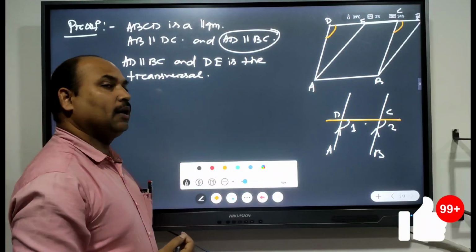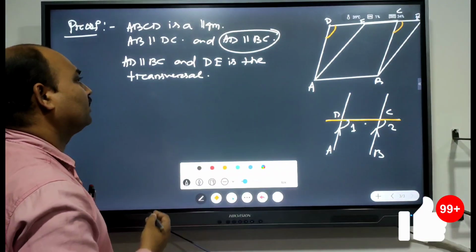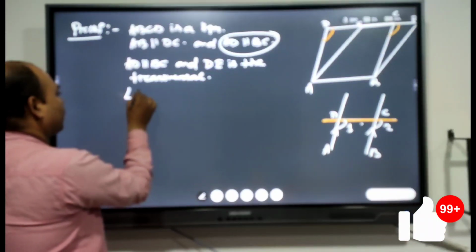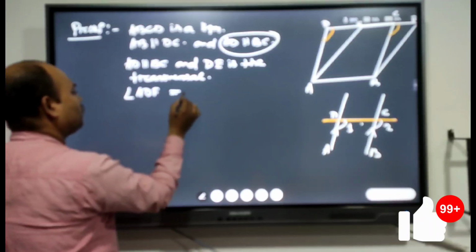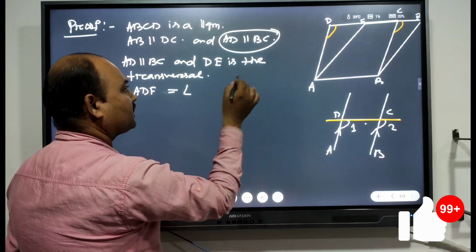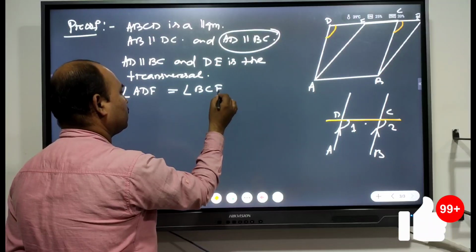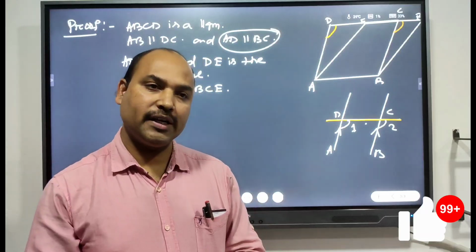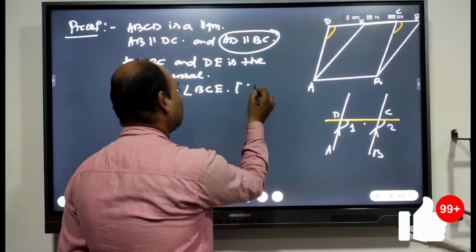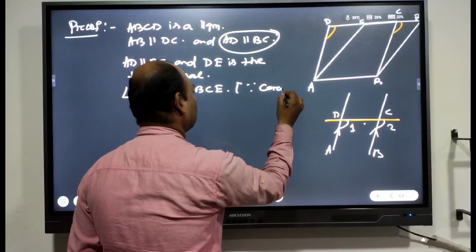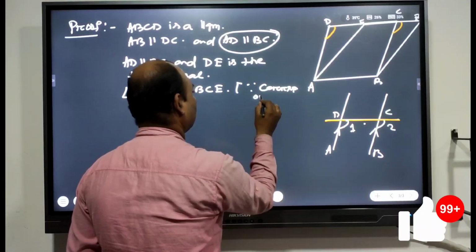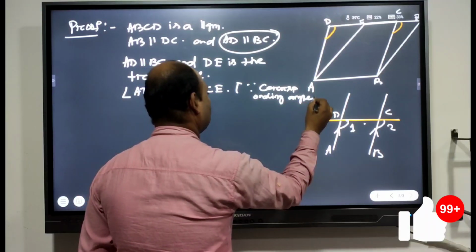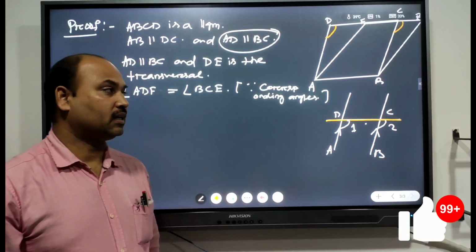When AD is parallel to BC and DE is the transversal, then you will get that angle ADF is equal to angle BCE. So what is the relation of these two angles? These two angles are known as corresponding angles. So why are they equal? Because these are the corresponding angles.